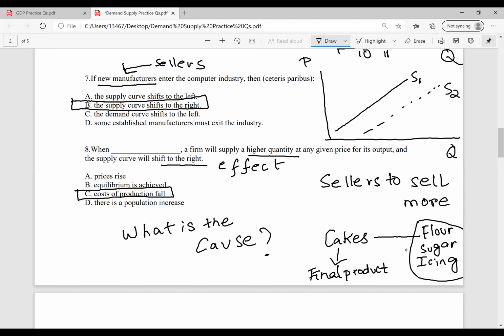So if the cost of flour goes down, cost of sugar goes down, cost of icing goes down, then it becomes cheaper for you to produce and sell, and you are going to sell more cakes. That's the concept. If the cost of production is going down, you as a seller will sell more of the good. Okay.